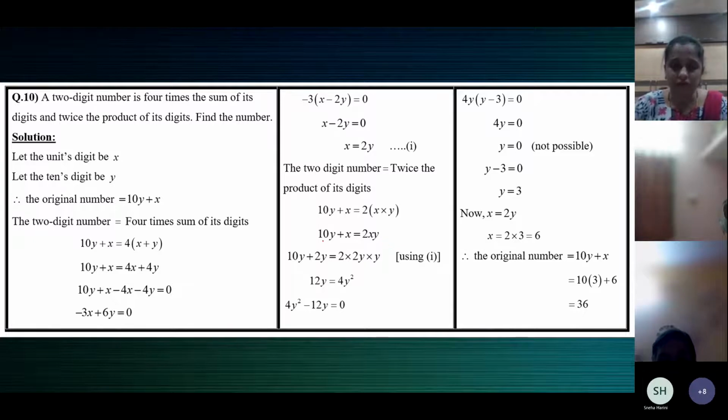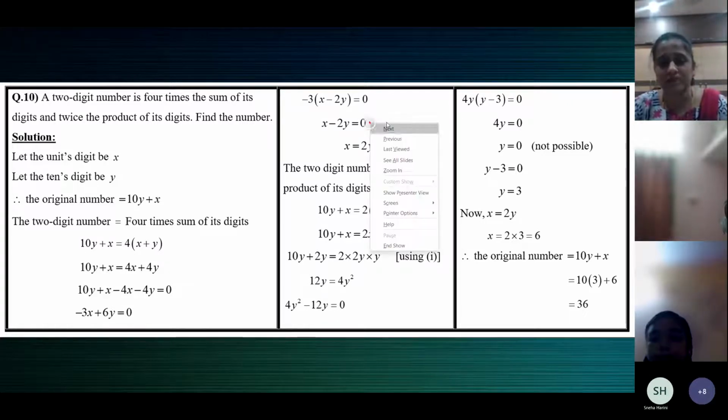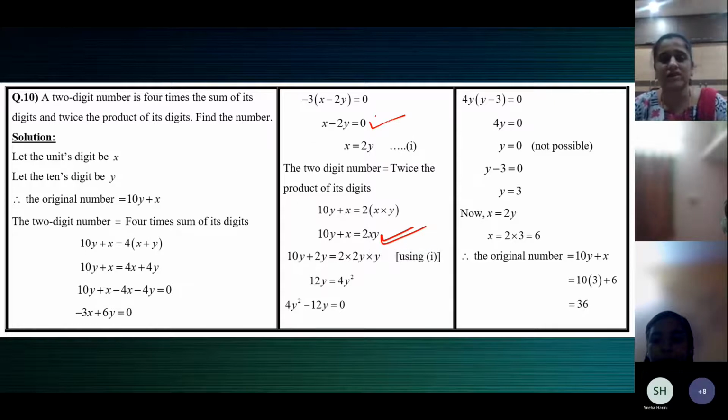So then you have to go back to this equation and write x is equal to 2y. Only when you come to this part do you realize that you have one linear equation in x and y, while the second equation is not linear in x and y. You can see it here, 2xy it is. So you cannot solve these two equations simultaneously.